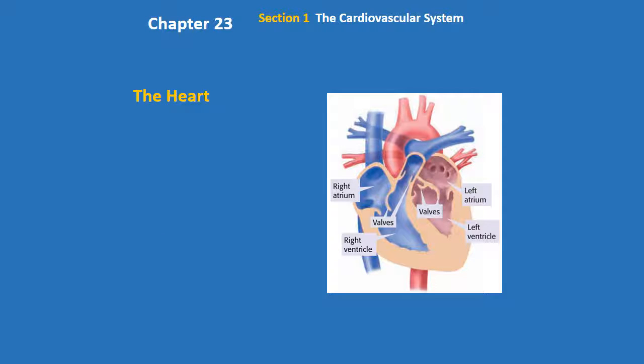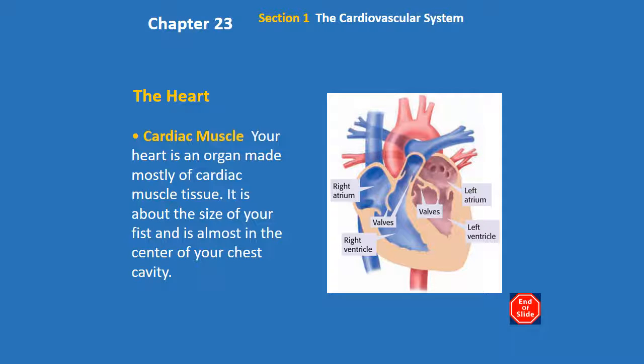Now the heart, discuss that here, is made of cardiac muscle. It is an organ made mostly of cardiac muscle. It is about the size of your fist and is almost in the center of your chest cavity. It's just slanted a little bit toward your left. So it's in the middle, slanted a little bit toward your left, about the size of your fist. And notice that it points down at the bottom.